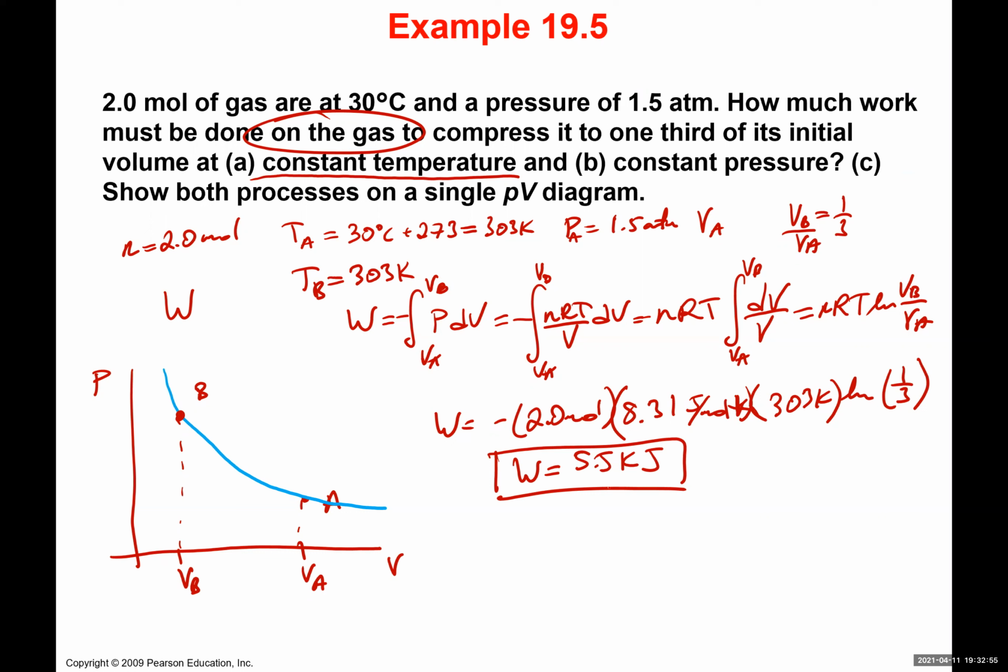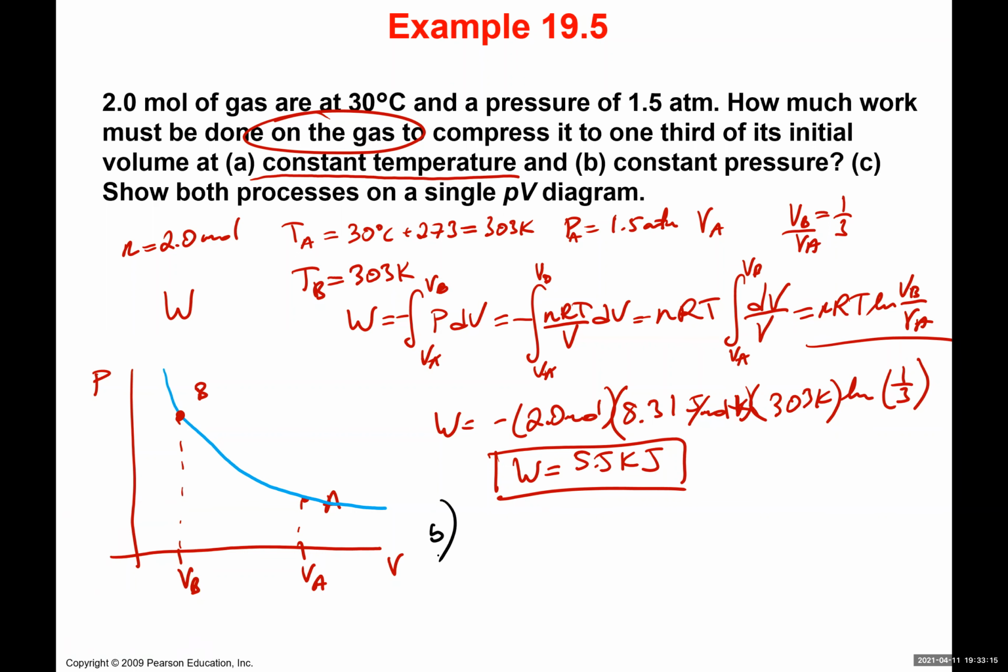So then, in terms of finding the work done with a constant temperature, remember, we are pretty much using this equation, and that's how you derive it. Part B says constant pressure. Okay, so for constant pressure, let's do this for part B.